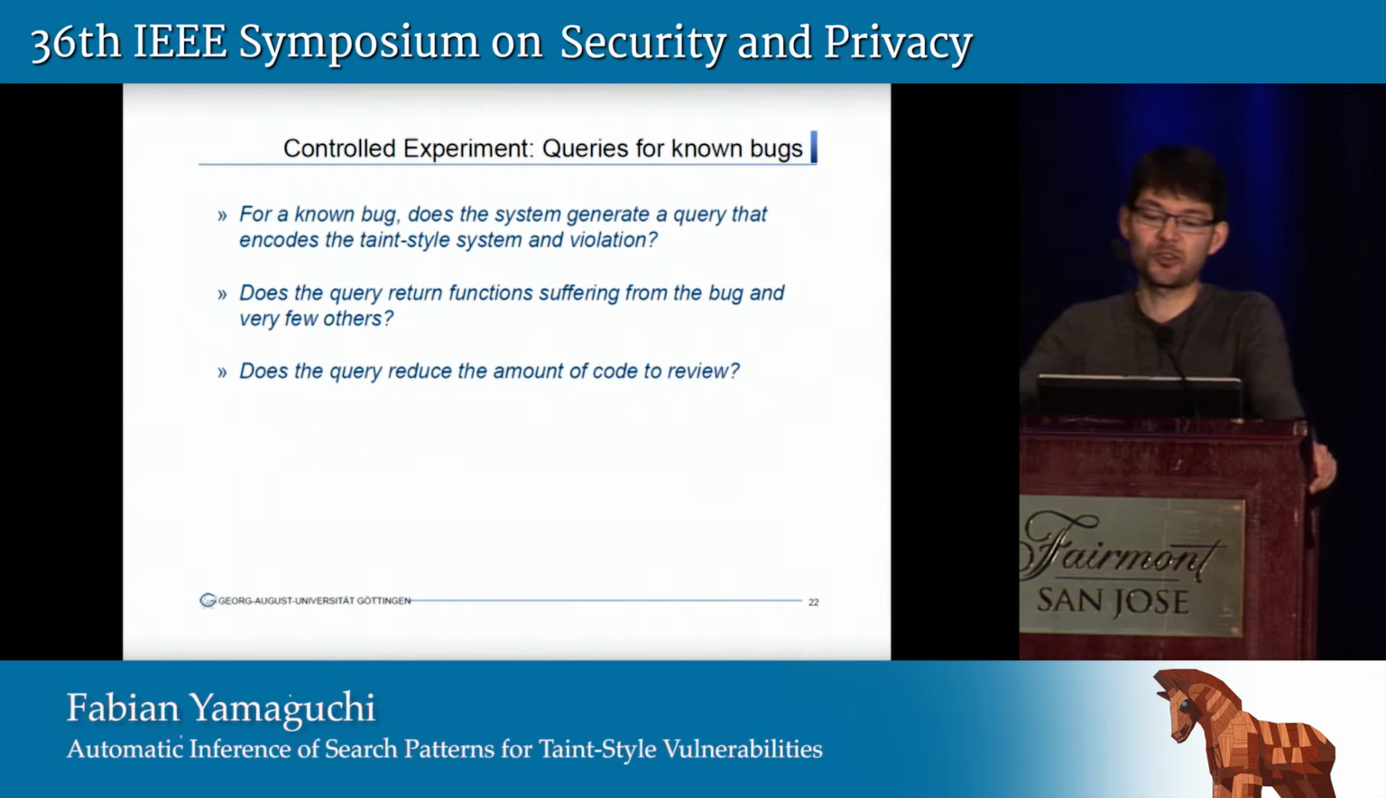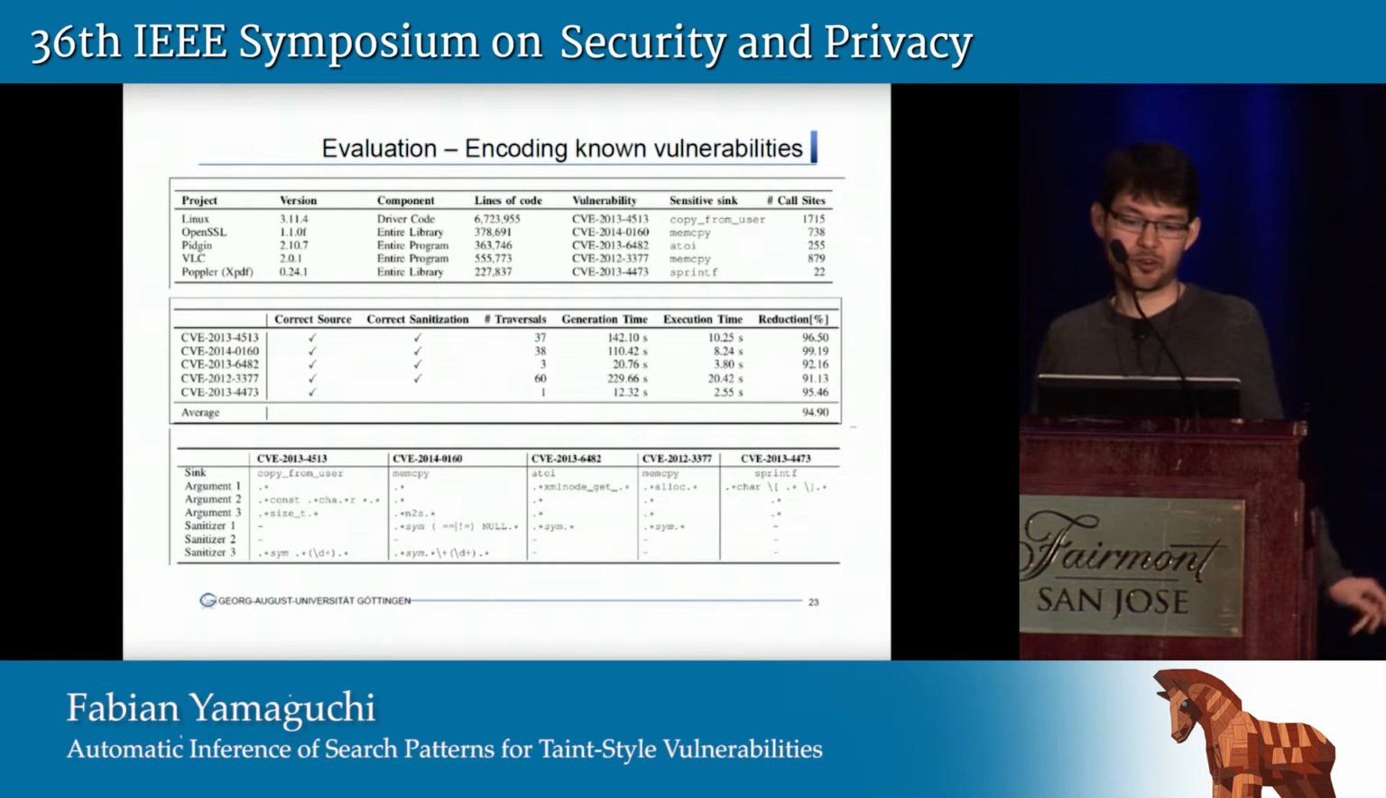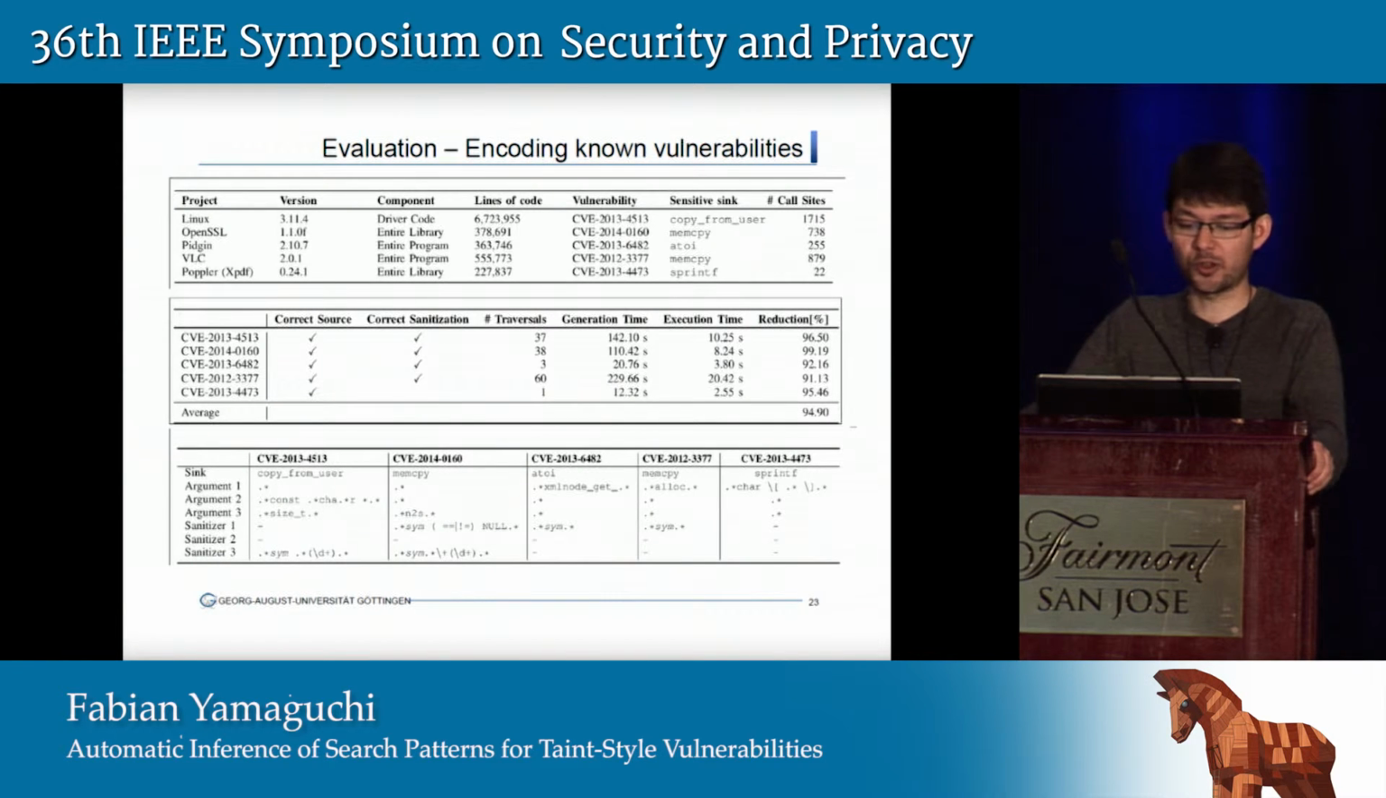All right. So of course, we need to somehow see whether this stuff works. And what we did was we had a controlled experiment where for known bugs, we wanted to see whether the system is actually capable of generating queries that express this bug. And these queries, when we execute them, they should find the vulnerable functions, and they should find very few other functions, because these will be false positives. So the core question is, does the query that we have actually reduce the amount of code that we need to review? So here's an overview of results.